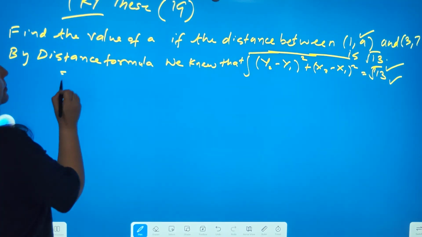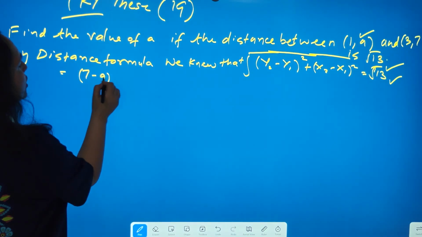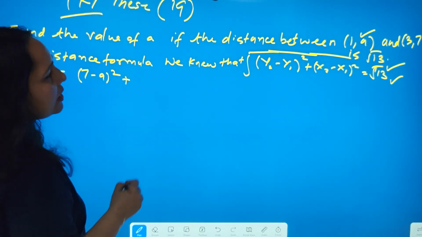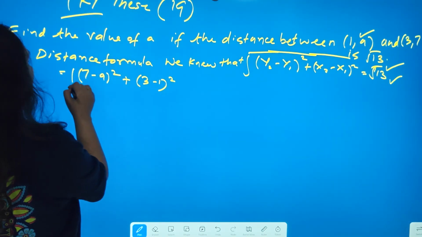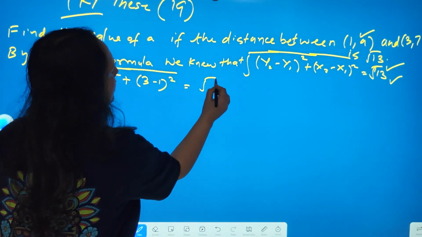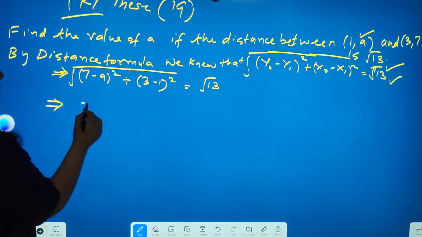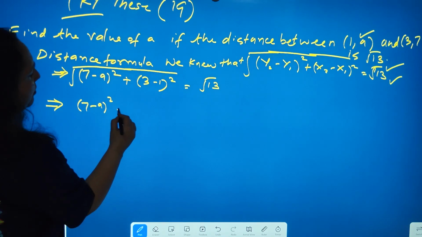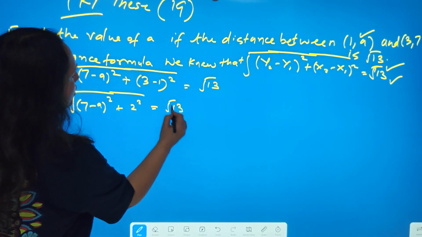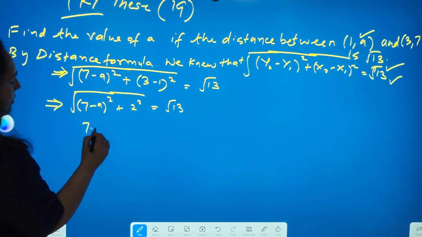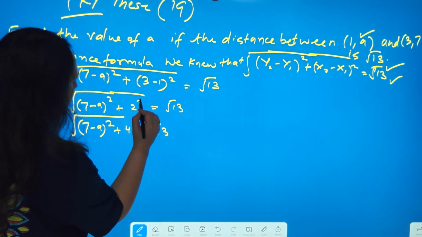Now apply the formula. Here y2 is 7, so (7 minus a) whole square plus x2 is 3, and x1 is 1, so (3 minus 1) whole square, and the square root of it, which is equal to root 13. Now simplify this. This is (7 minus a) whole square plus 3 minus 1 is 2 square, that is 4, and the square root of it is equal to root 13.